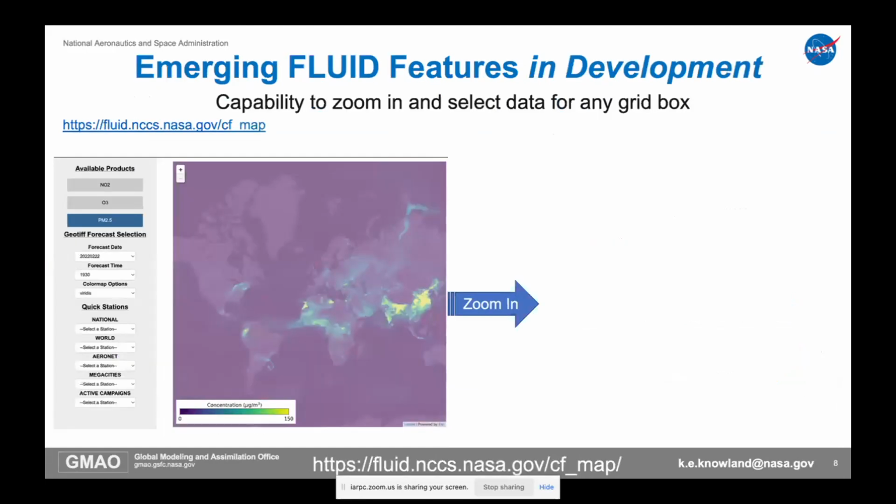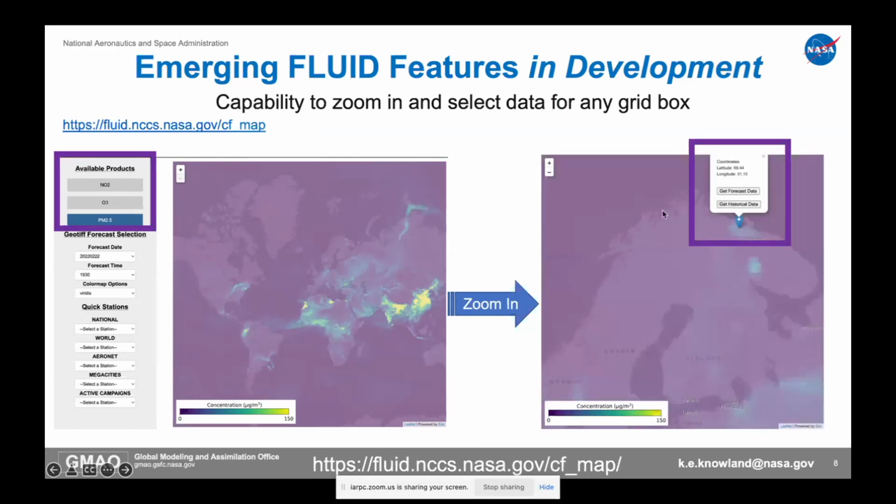And we do have quite a few new developments. And so now we have what's called the CF map tool. It's actually CF_map, and it will show you a map of NO2, ozone, or PM2.5. And then you can actually zoom in to any grid box that you'd like to be able to get forecast, as well as the historical or replay data from the model.